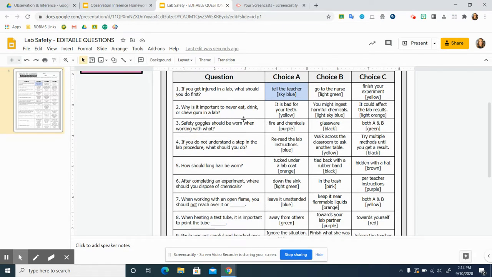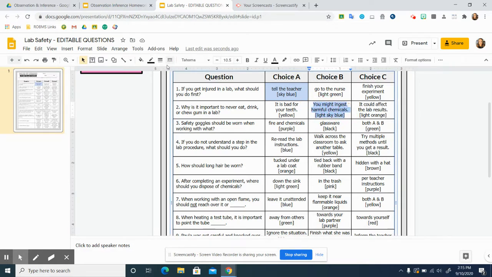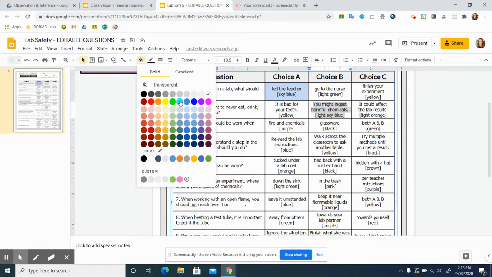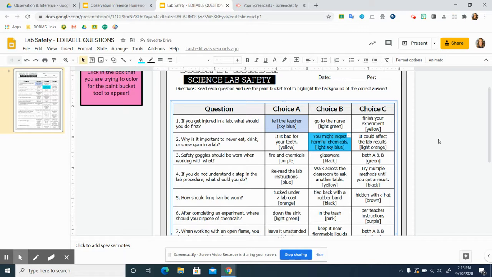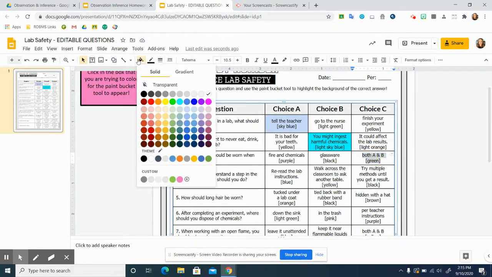Why is it important to never eat, drink, or chew gum in the lab? It is bad for your teeth. You might ingest harmful chemicals. It could affect the lab results. So you might ingest chemicals is your answer. Okay, you want to make sure you're never eating and drinking while we're in a lab. Safety goggles should be worn when working with what? Fire and chemicals, glassware, or both A and B. And if you picked both A and B, you are right.